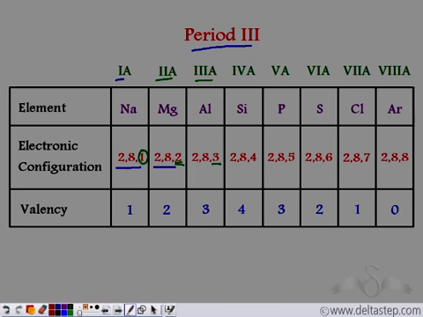So let's see one more thing. The first element, sodium, has electronic configuration 2,8,1. It can easily lose this 1 electron to complete its octet, so its valency is 1. The second element, magnesium, has 2 electrons in the valence shell, can easily lose these 2 valence electrons to complete its octet, hence its valency is 2. So is it for aluminium, it loses 3 electrons to complete its octet, its valency is 3. So the elements that lose electrons to complete their octet are known as metals.